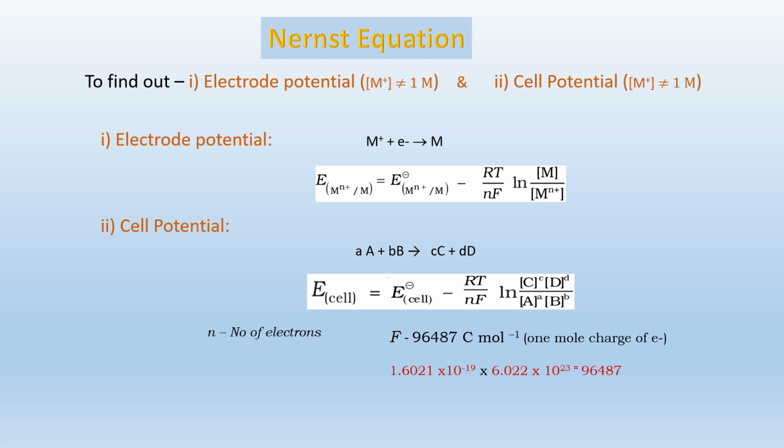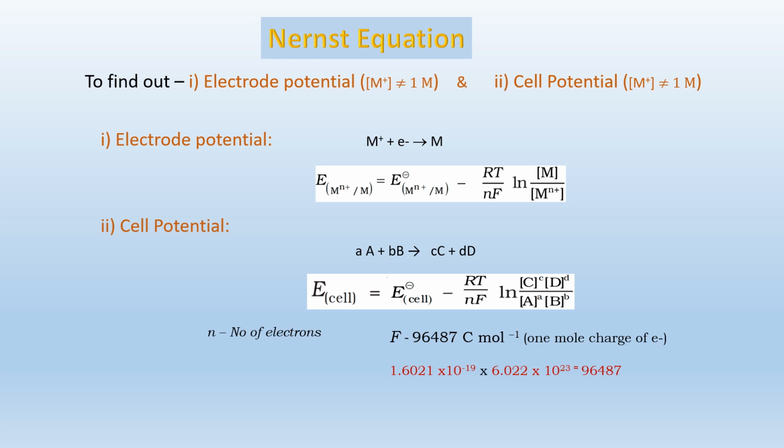For example, if you take zinc and copper, the number of electrons involved is 2 electrons. If you consider aluminium, the number of electrons will be 3. If you take the alkali metals, it will be 1 electron. So n is the number of electrons which are involved in the electrochemical reaction.